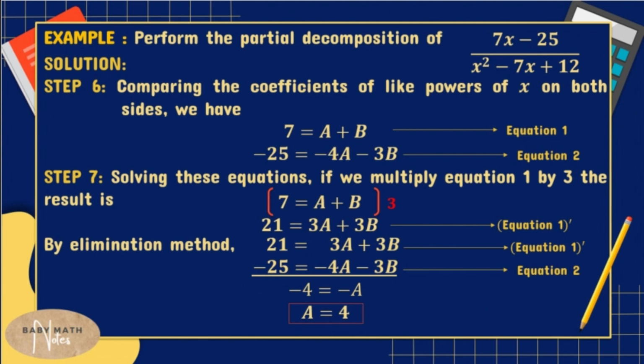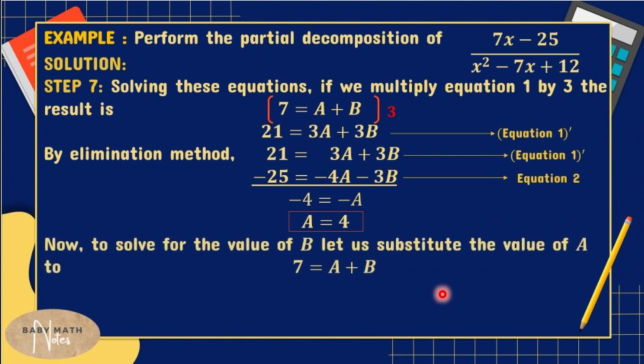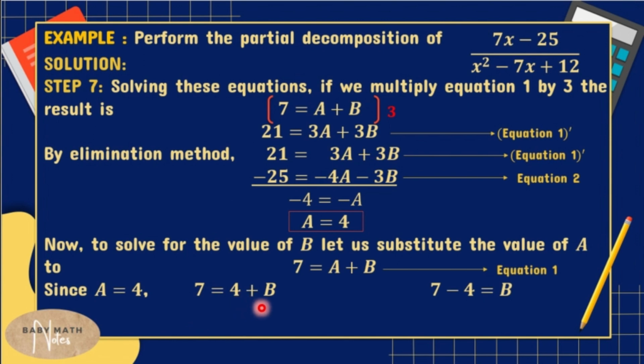Our goal is to get the value of b. So, saan ba natin siya isa-substitute? Pili ka. Equation 1, equation 1 na edited, or equation 2. So now, to solve for the value of b, let us substitute the value of a to 7 is equal to a plus b. Our original equation 1. Huwag mong pahirapan ang sarili mo. Kung may mas madali naman na equation para lagyan o para substitutean ng values. So, since a is equal to 4, o ilagay natin, 7 is equal to 4 plus b. And that will become, ito pag tinranspose mo sa left side, 7 minus 4 is equal to b. Therefore, our b is positive 3.